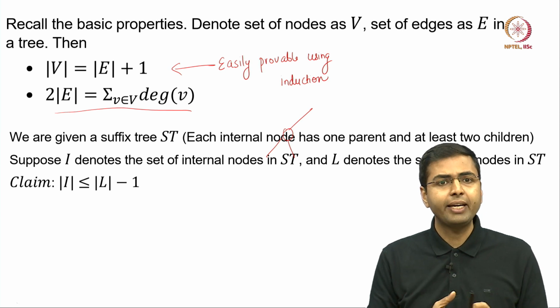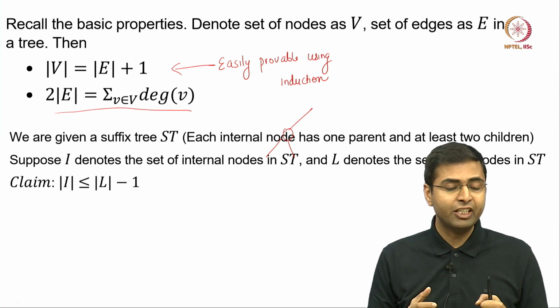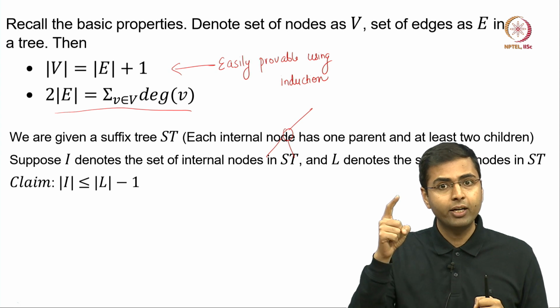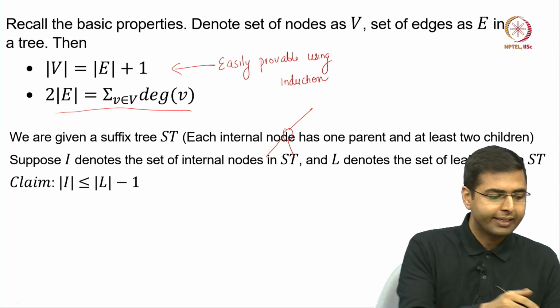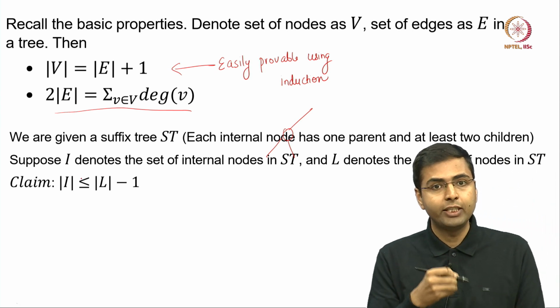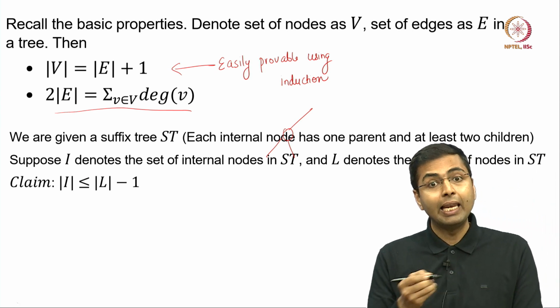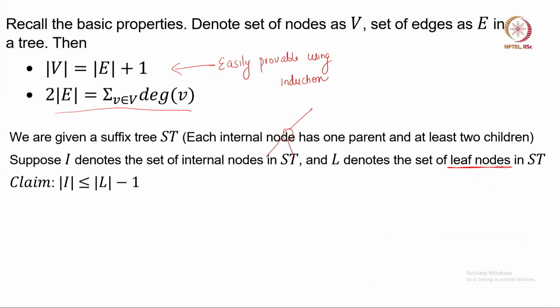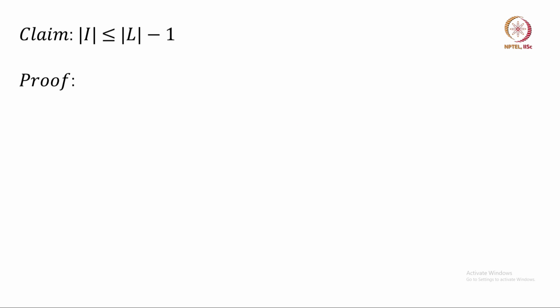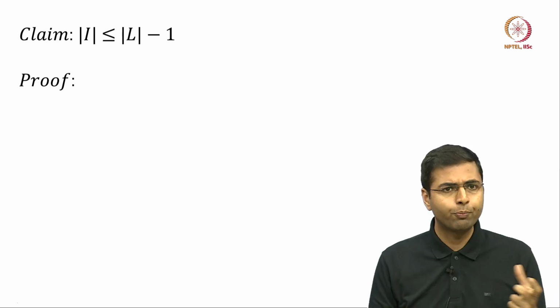We are given a suffix tree st, and in the suffix tree each internal node has one parent node and at least 2 children. Suppose capital I denotes the set of internal nodes in st and capital L denotes the set of leaf nodes in the suffix tree. The claim is that the number of internal nodes is less than or equal to the number of leaf nodes minus 1. So, let us see the proof, and it is actually a short proof.